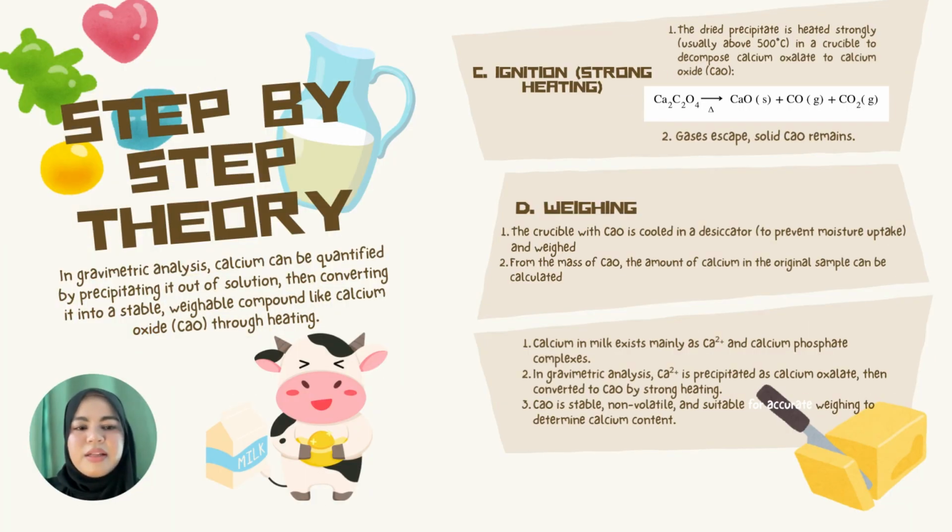Next, the dried precipitate is heated strongly, usually above 500 Celsius, in a crucible to decompose calcium oxalate to calcium oxide. The crucible with calcium oxide is cooled in a desiccator to prevent moisture uptake and then weighed. From the mass of calcium oxide, the amount of calcium in the original sample can be calculated. Calcium in milk exists mainly as calcium ions and calcium phosphate complexes. In gravimetric analysis, calcium ion is precipitated as calcium oxalate, then converted into calcium oxide by strong heating. Calcium oxide is stable, non-volatile, and suitable for accurate weighing to determine calcium content.